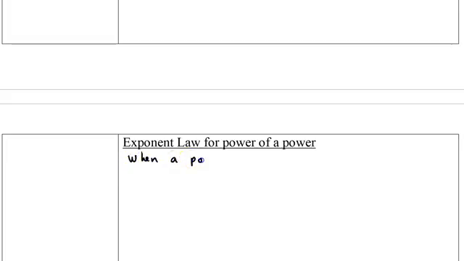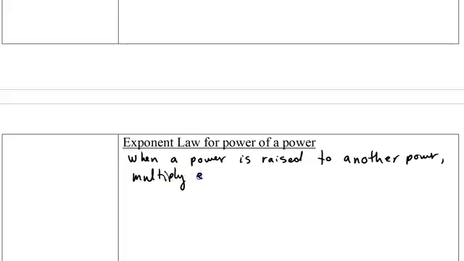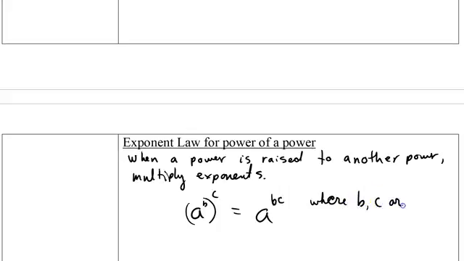When a power is raised to another power, or a higher power, multiply exponents. So, if I would say a to the power of b to the power of c, that just equals, as a single power, a to the power of b times c, where b and c are integers. Excellent.